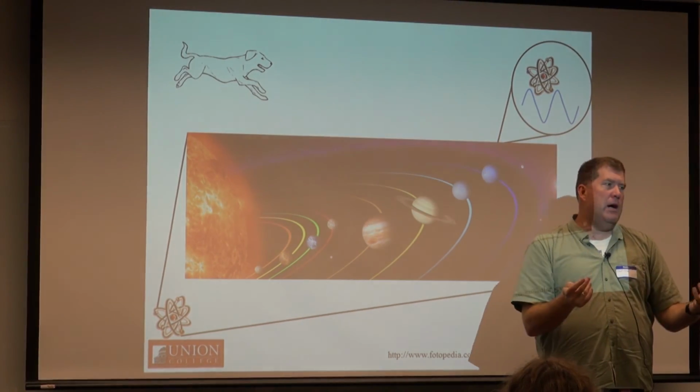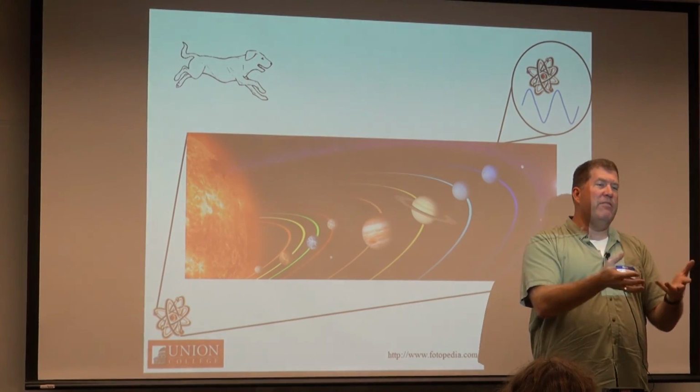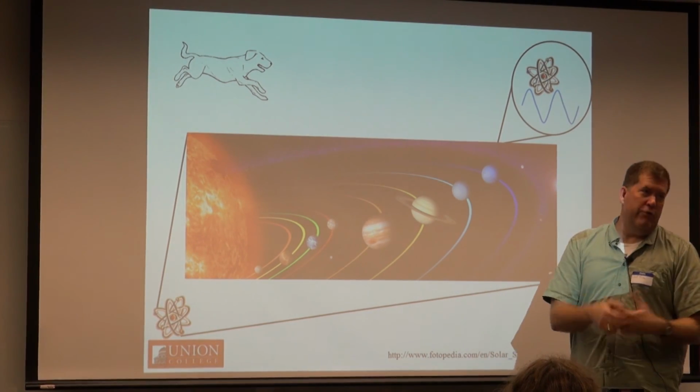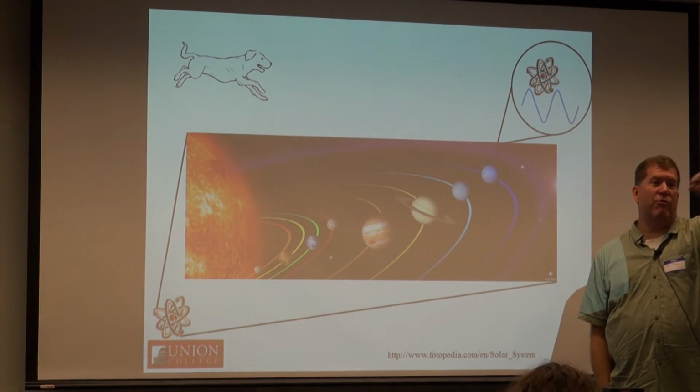And for materials, people do diffraction with neutrons, using the wave nature of neutrons, and neutrons are 2,000 times heavier than electrons, so the wavelengths are even shorter.